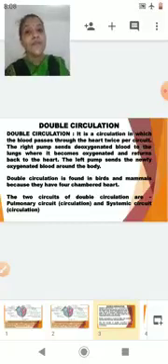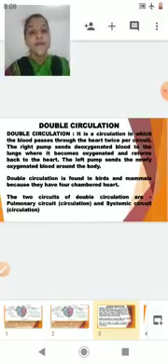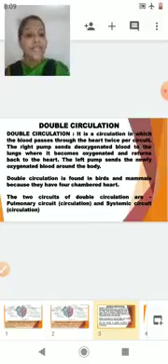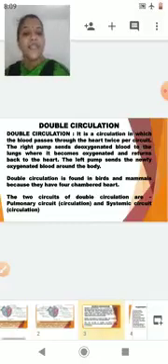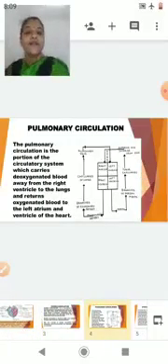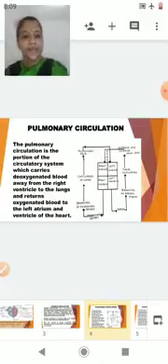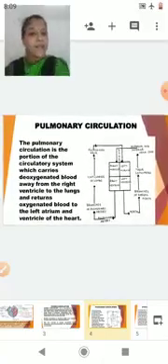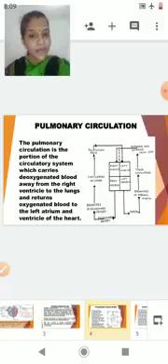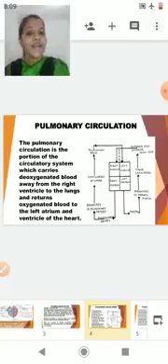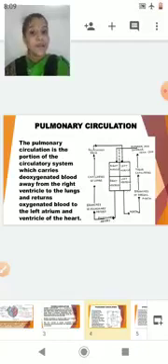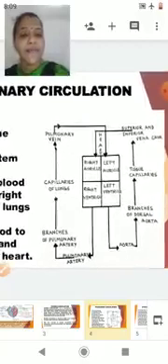That means the blood moving to the different parts of the body, and how the blood in the different parts of our body will become impure. Okay, so in the next slide we will study the pulmonary circulation and systemic circulation. Now let's see here, this is the pulmonary circulation. The pulmonary circulation is the portion of the double circulatory system which carries deoxygenated blood from the right ventricle to the lungs and returns the oxygenated blood to the left atrium and ventricle of the heart. Okay, so now let me enlarge and I will tell you here.